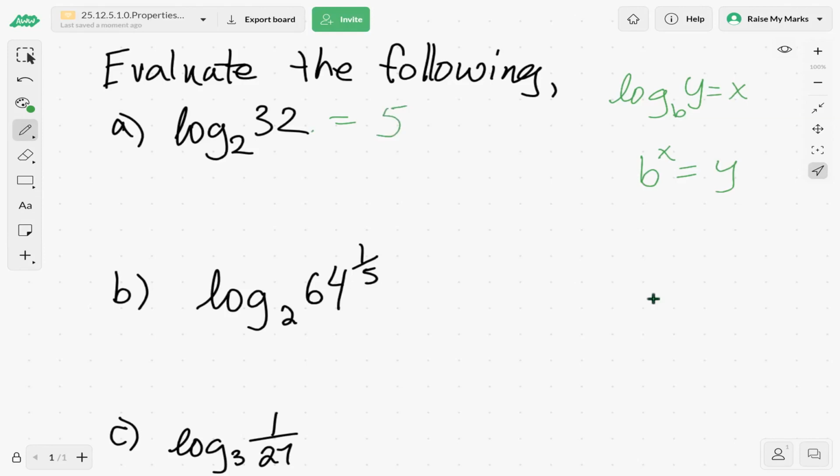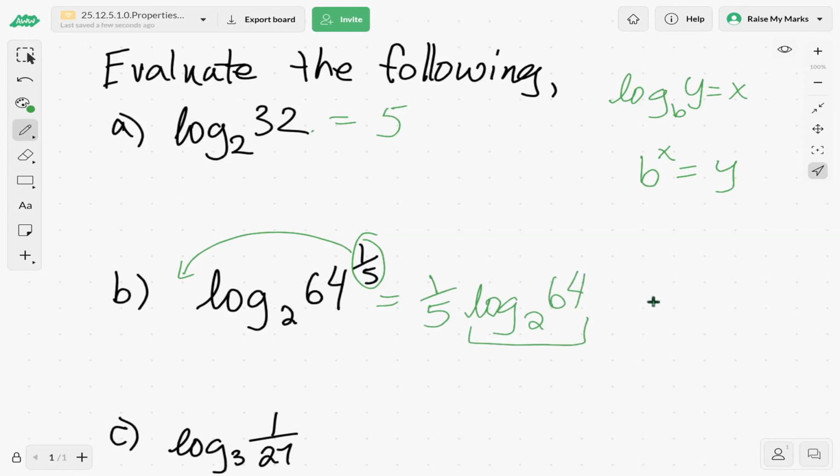All right, this next one's interesting. Log base 2 of 64 raised to the power 1 over 5 equals what? Well, first let's apply one of the properties of logarithms, which allows us to take this 1 over 5 and bring it down. So we have 1 over 5 times log base 2 of 64. Now we can see if we can find the exponent that 2 needs to be raised to give us 64.